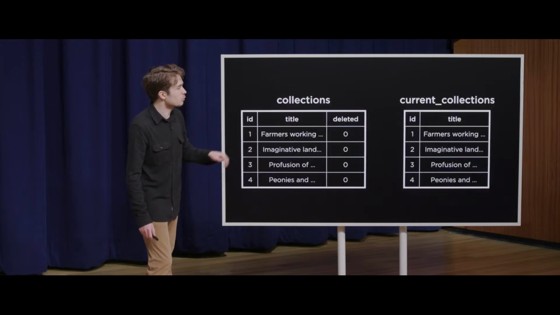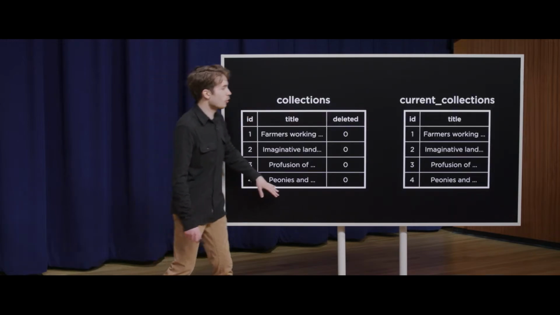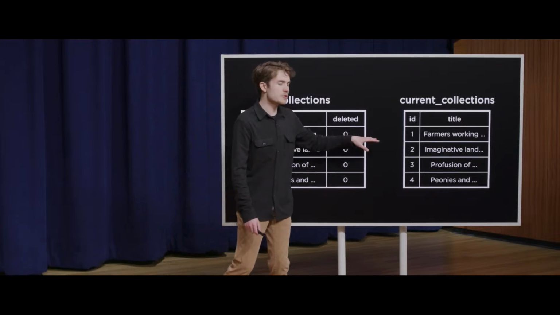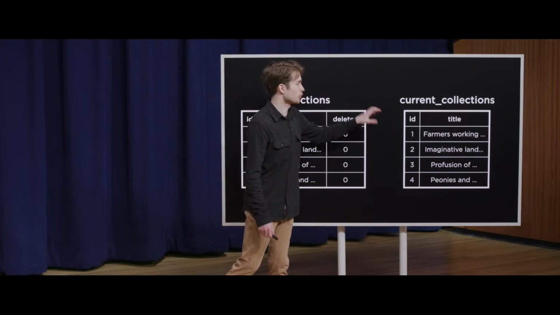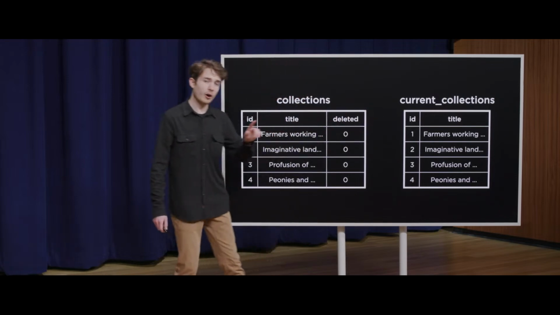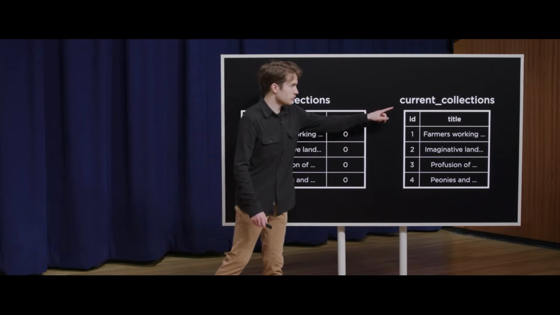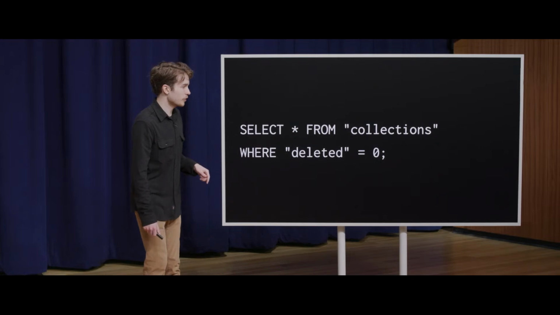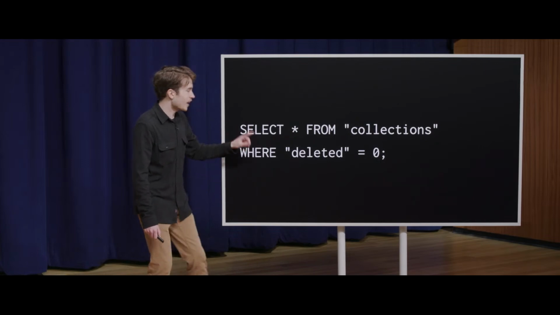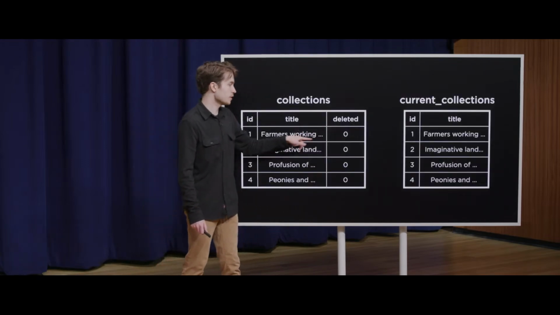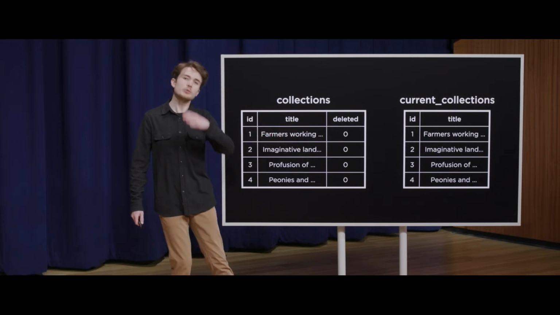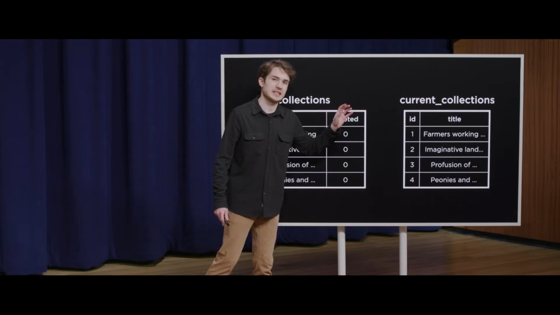So I'll come back over here and we'll see we have our collections table, but we also have now perhaps a new view of this table called current collections. Well, if I set current collections to be the result of this query, I should see when I update deleted to be 1 for some of these items here, it should be removed from this current collections table.